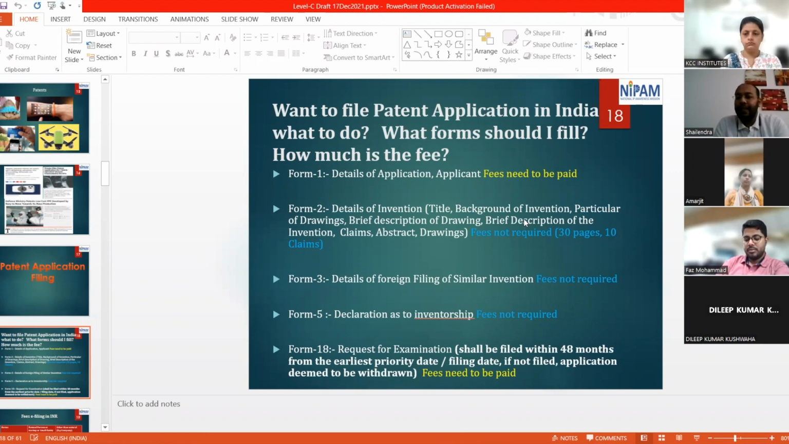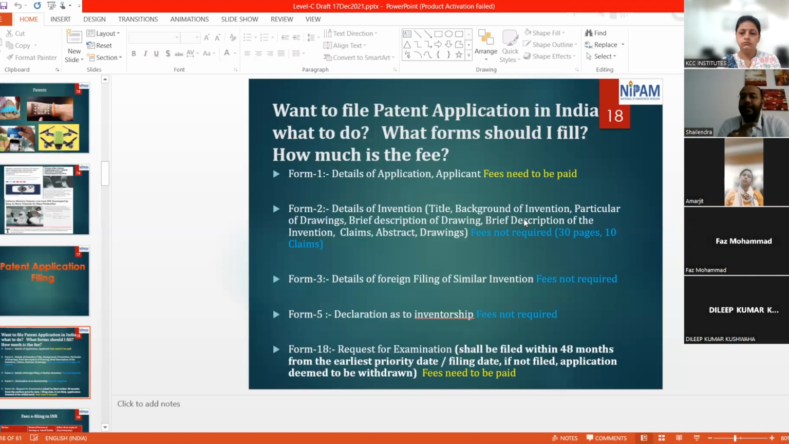Form 3 is the foreign filing. It means you need to give the details of applications which are filed in different countries. Like, let us assume that I want to file an application in 5 different countries. Then you have to give information about all the different countries. Like, I have filed a similar application in the US, UK, China, Japan, wherever you have filed, and you have to give that information in the Form 3.